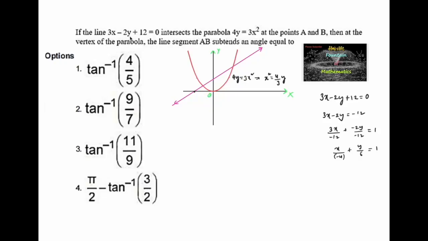Given the line 3x minus 2y plus 12 is equal to 0 intersects the parabola 4y is equal to 3x square at the points A and B. Let us mark this point as A and here the point is B. Then at the vertex of the parabola, which is the origin (0, 0) for the parabola x square is equal to 4ay, the line segment AB subtends an angle equal to.